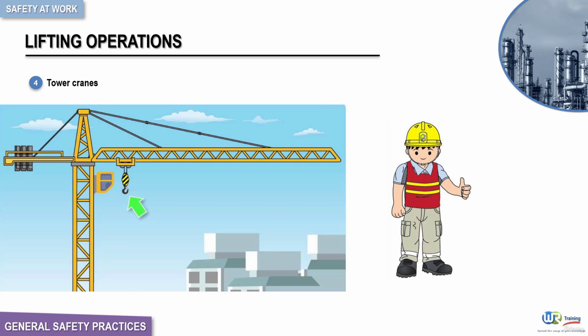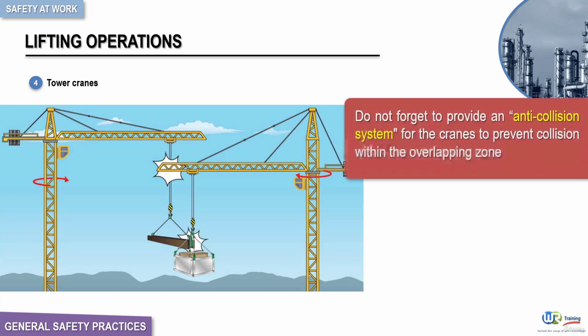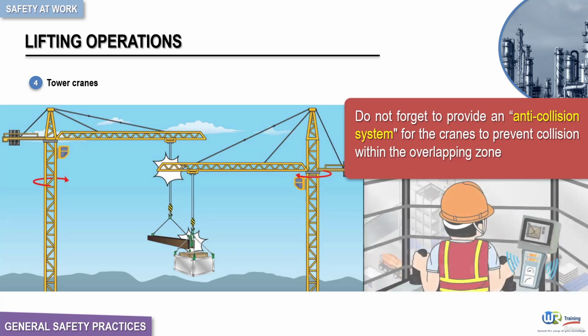Now, if 2 or more tower cranes are operated in a construction site with overlapping zones, as is the case here, do not forget to provide an anti-collision system for the cranes to prevent collision within the overlapping zones. The functional system testing should be conducted regularly, at least once a week. The anti-collision system should transmit a continuous audio and visual signal to the cabin of the tower crane. This system reminds the crane operator to slow down the crane when the crane approaches a zone with the risk of collision.